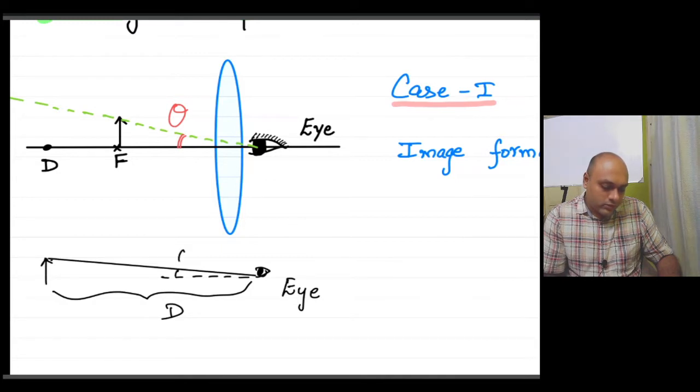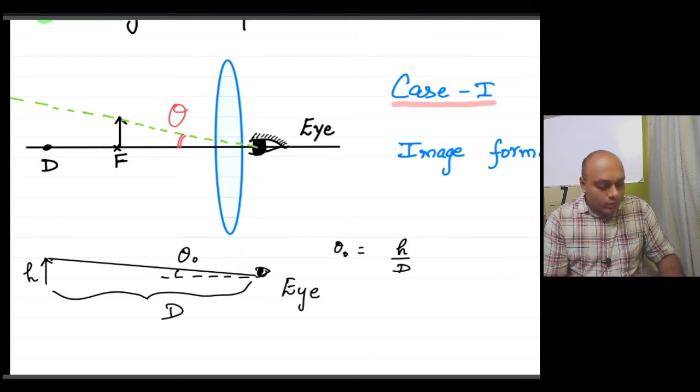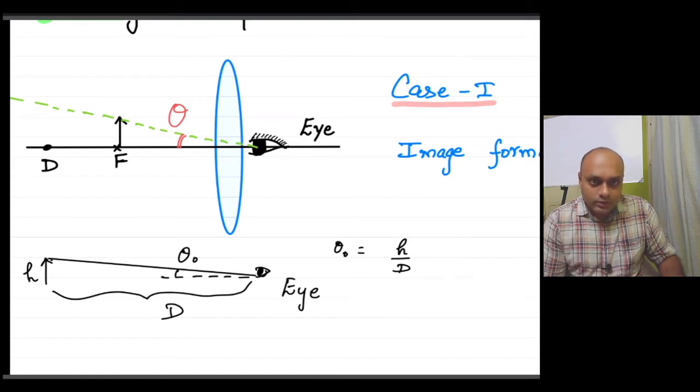Okay, that angle is theta naught, and we can write theta naught equal to height of object divided by D. I am assuming tan theta naught is going to be theta naught. Now look at the diagram above where the convex lens is there.